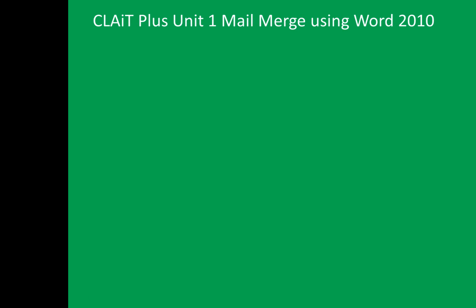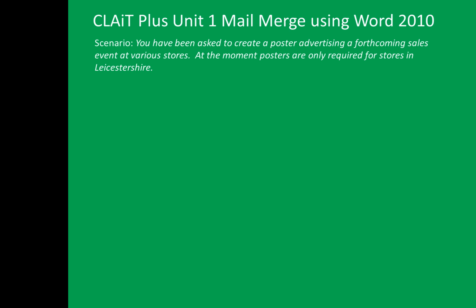This video shows you how to use the mail merge function of Word 2010. So first of all, let's have a look at the scenario we're going to be using. We're going to have to create a poster that advertises a forthcoming sales event at various convenience stores. For the time being, we only need posters for stores within the Leicestershire region. So at some point along the line, we've got to filter that information off.